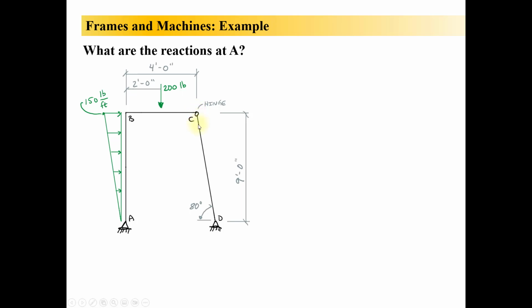What was I talking about on that previous slide with hinges? And then here we have a member that's spanning from the hinge, and then it goes down to this pin support at D. It's at an 80-degree angle to the horizontal.